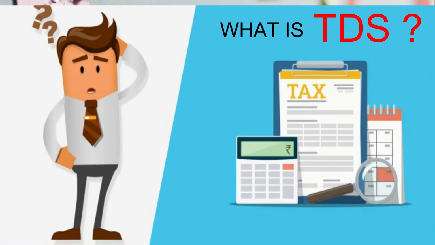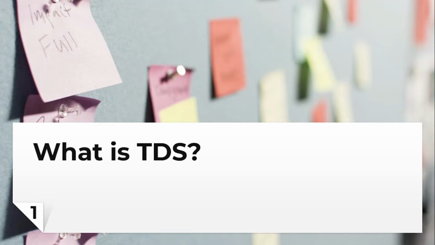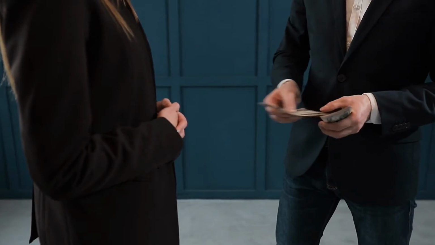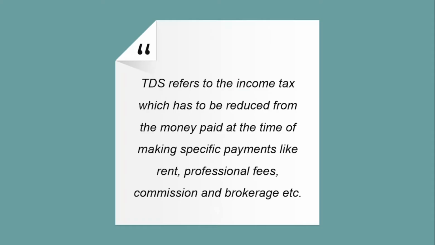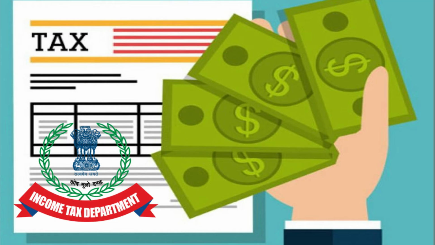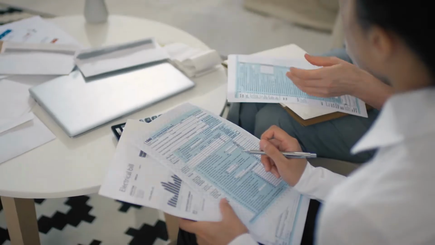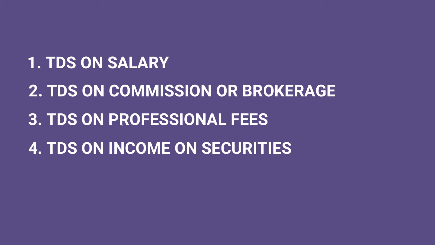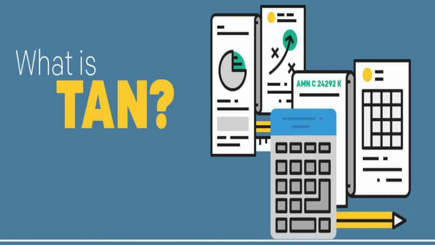So what is TDS? TDS is one of the most important areas in income tax. Through TDS, a portion of the tax is paid directly to the Income Tax Department. Any person making a specified payment mentioned under the Income Tax Act is required to deduct the TDS and is also required to deposit the tax to the government within the stipulated due dates. The different types of payment include salary payments, commission and brokerage, professional fees, income on securities, and many others.